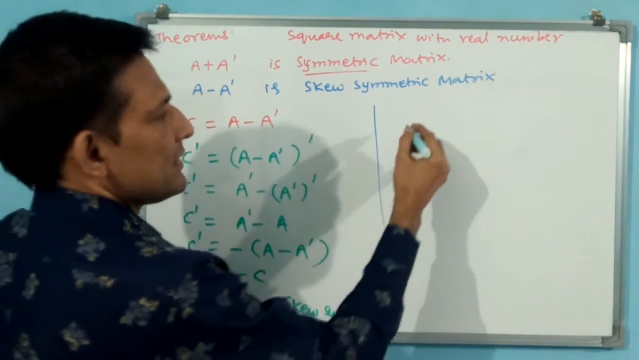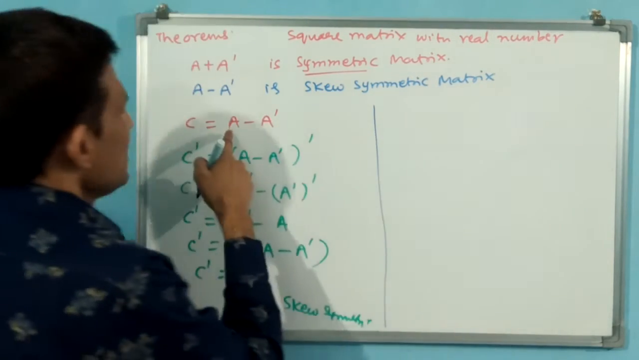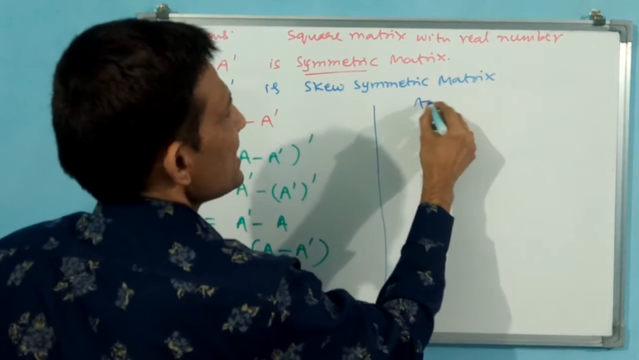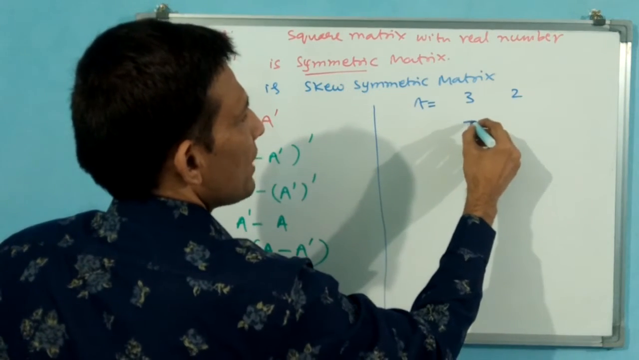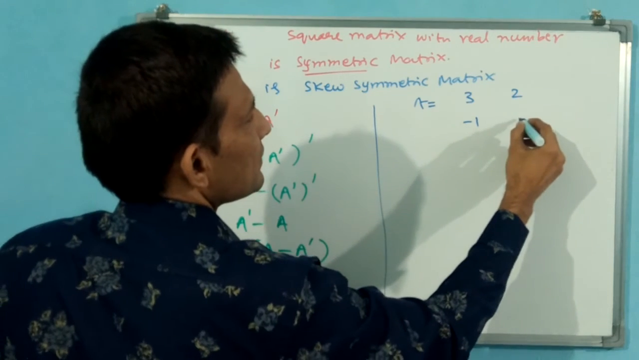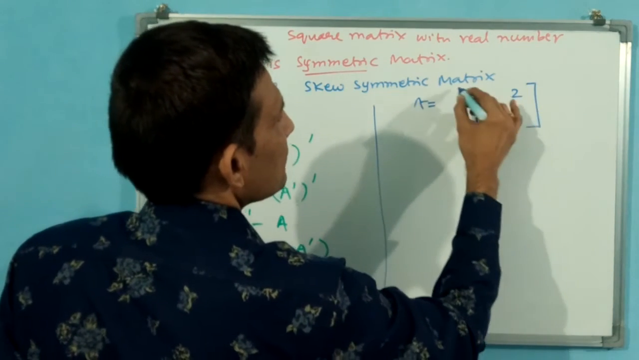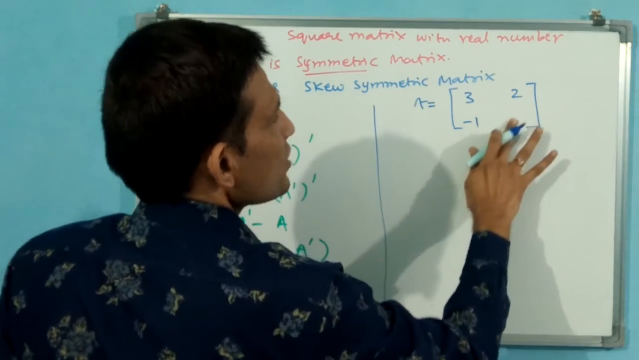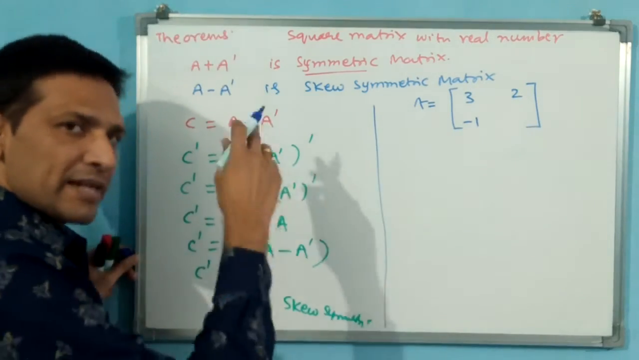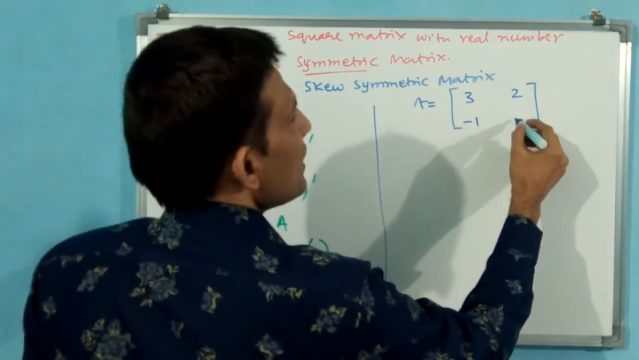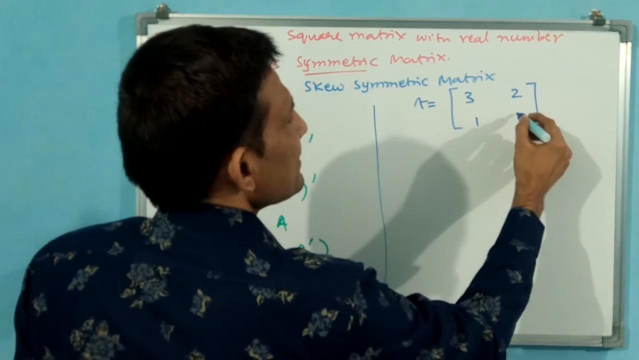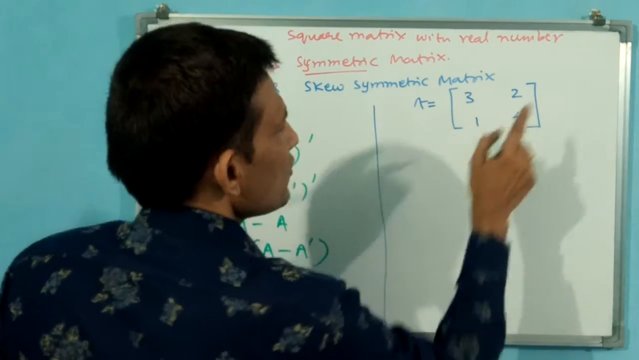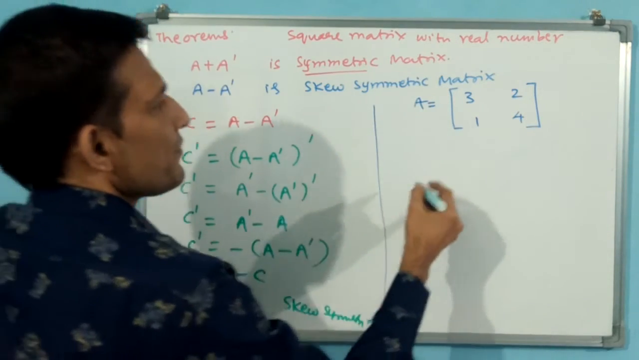Any one example you say. Like A only I will take here. A is equal to 3, 2, minus 1, 0. Or else you don't take 0. Why? Because in a skew symmetric matrix the diagonal 0 will come. That also I want to prove. Let me prove. Or else simple only we will take. 3, 2, 1, 4. This is A.